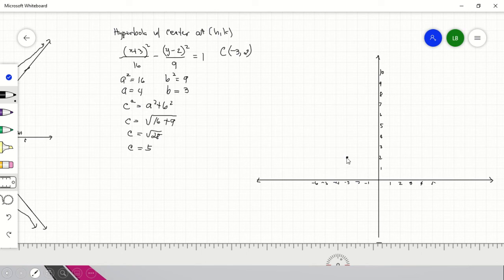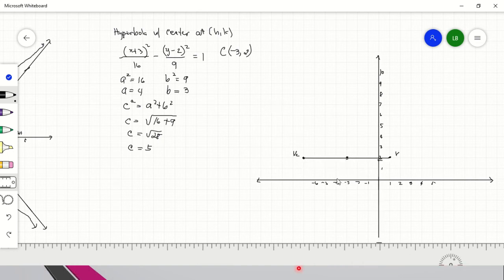Then, from (negative 3, 2) or from the center, doon tayo bibilang para sa ating a. So, under siya ng x squared. So, ang a natin ay 4. So, dito tayo, 1, 2, 3, 4. Ito yung ating vertex. Then, from the center also, ito yung ating 2a. So, ito yung ating transverse axis or 2a.